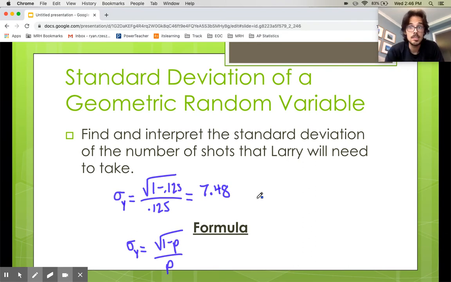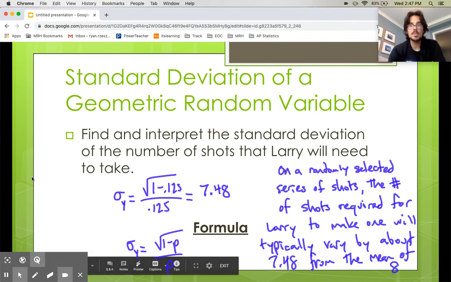Why is it so much bigger? Well, there are days Larry could very easily make it on the first try. If he makes it on the first try, 1 to 8 is a difference of 7 right there. There could be days where he's just awful and not making them, and it takes him 20 tries. 20 to 8 is way more than 7 even. So there's going to be lots of times where you get that variability in that range going on. So I'll throw up a nice explanation of the standard deviation.